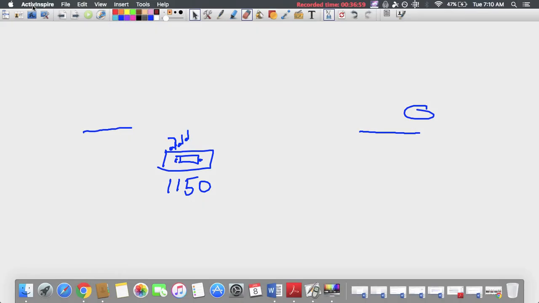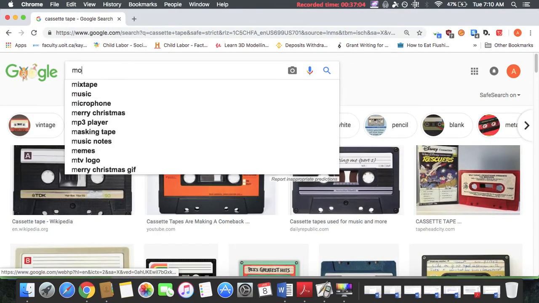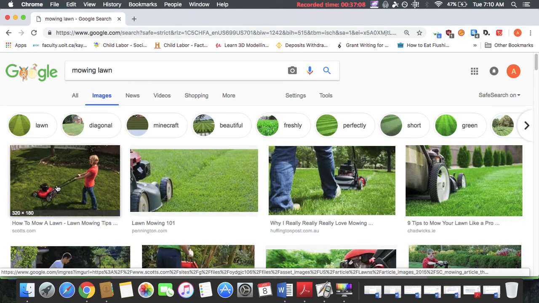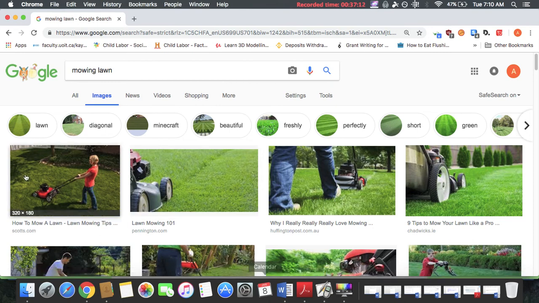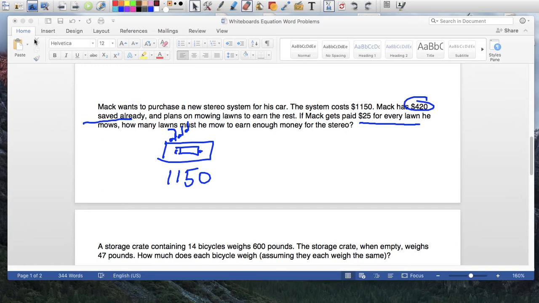Let me see if I can get a picture for you guys. Mowing lawns. It's a job, right? So this is mowing lawn. Okay. So every time you mow lawn, he gets $25. Okay. So what we need to do is this one. The total here is 1,150. That's how much money he needs to save.